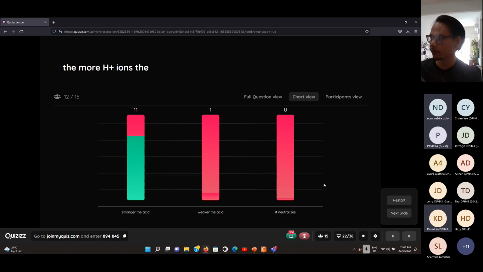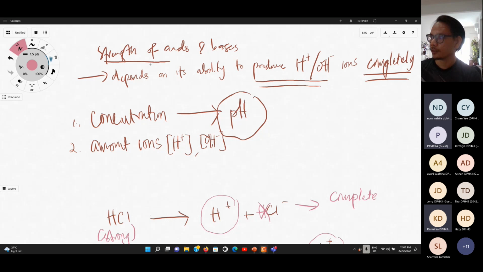Okay, remember, that's why saya buka saya punya whiteboard tadi. The strength. Okay, the strength of acid and bases bergantung pada satu benda sahaja, iaitu kebolehan sesuatu bahan untuk menghasilkan H plus ataupun OH minus ion completely. So lebih banyak dia produce H plus dan OH minus ion, lagi strong lah dia.